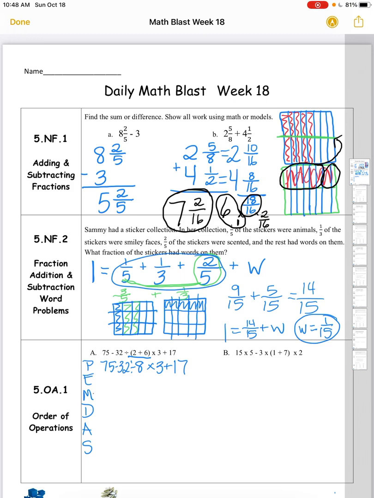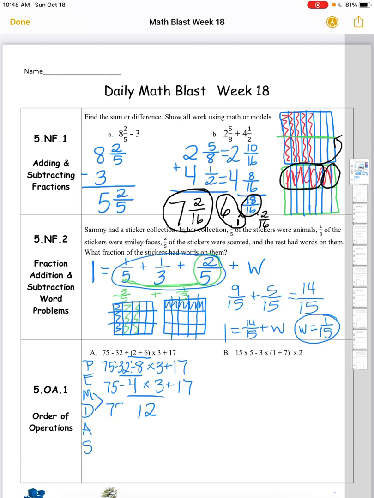And now I want to do any exponents. There are no exponents in my work here. So next I'm going to do multiplication and division together from left to right. So here I have division. There's 4. And I'm going to drop everything else that hasn't been accounted for down.